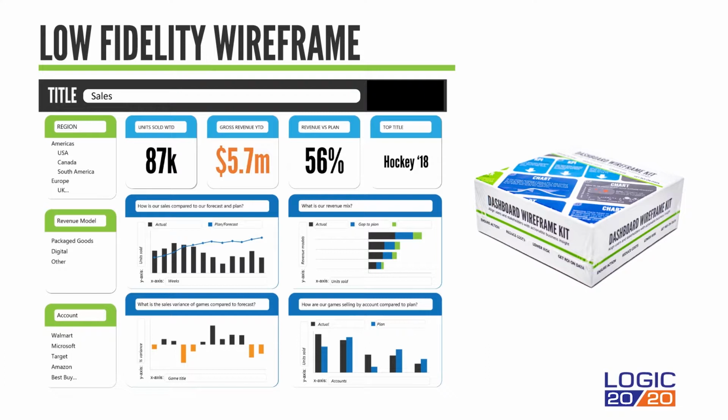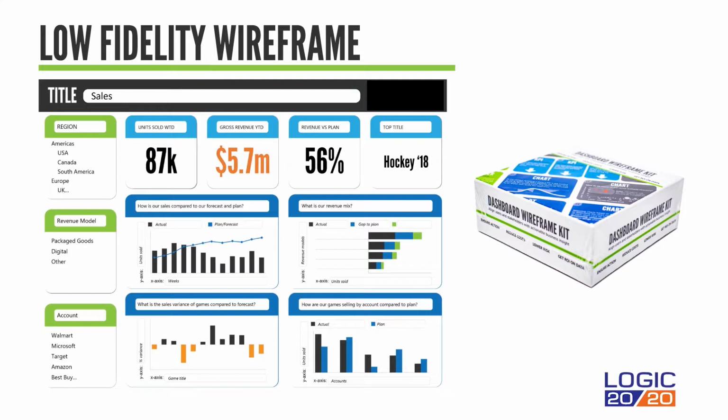So we're calling that revenue model. And then we have a by account. So who are we selling through? Then KPIs at the top, units sold week to date. Remember, these are the numbers that we have to have in the dashboard that she's used to looking at. Gross revenue year to date.